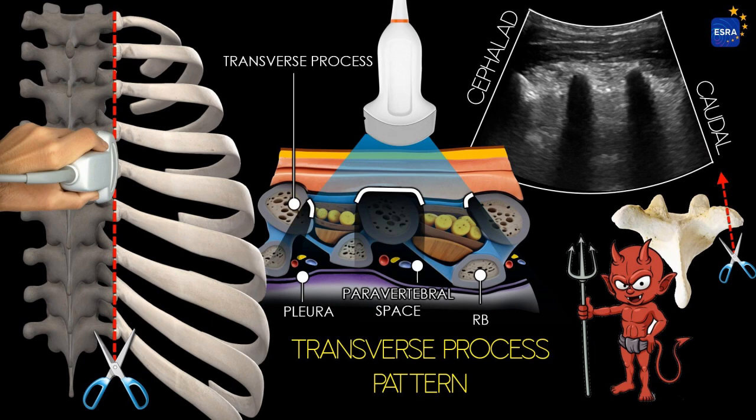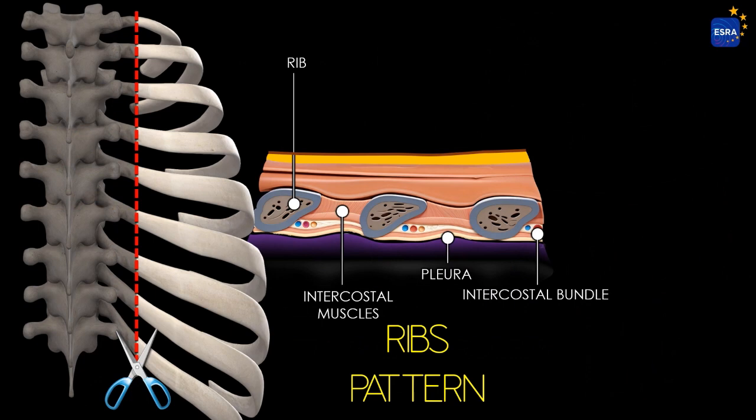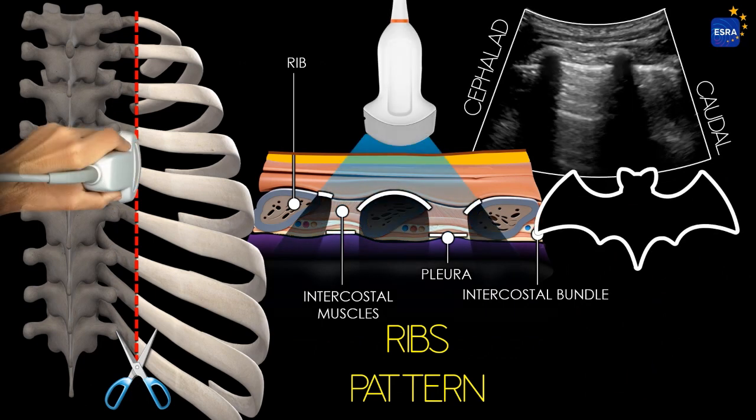Through the acoustic window between transverse processes, pleural sliding may be visualized at deeper levels, albeit with limited resolution. The ribs produce a characteristic ultrasound pattern known as the bat sign, which is observed in sagittal views as a series of hyperechoic semicircular structures corresponding to the bony surfaces of the ribs, each accompanied by a posterior acoustic shadow.